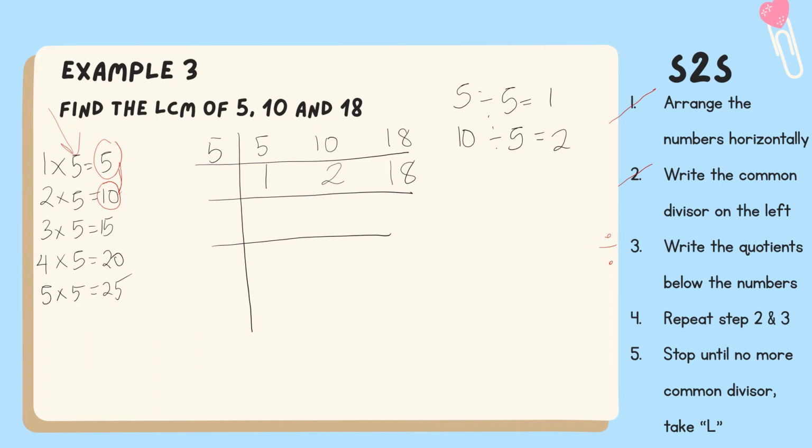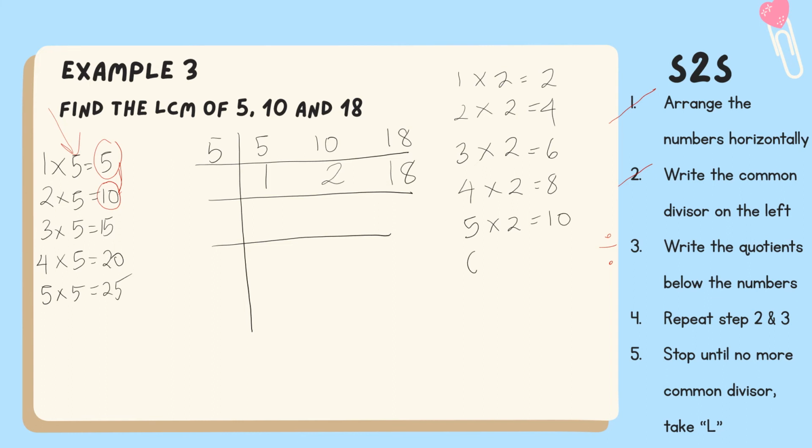So let me just list out timetables 2 right here. So 1 times 2 is 2. 2 times 2 is 4. 3 times 2 is 6. 4 times 2 is 8. 5 times 2 is 10. 6 times 2 is 12. 7 times 2 is 14. 8 times 2 is 16.